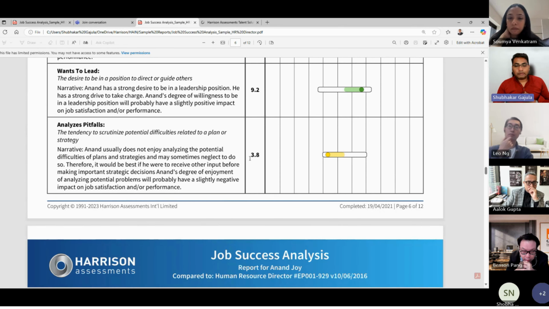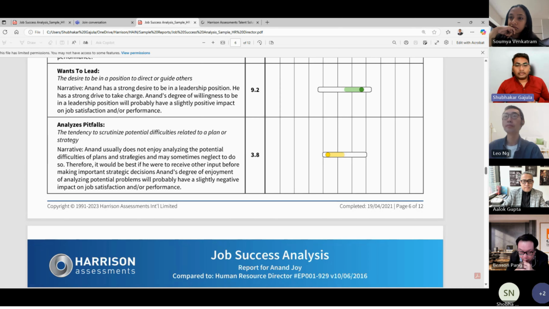Something like, okay, this analyzes pitfalls. The job may be expecting a 7.5. My preference is only a 3.8 because of my lack of preference for analyzing pitfalls. When I am required to analyze pitfalls, that is going to have a substantial negative impact on the job.